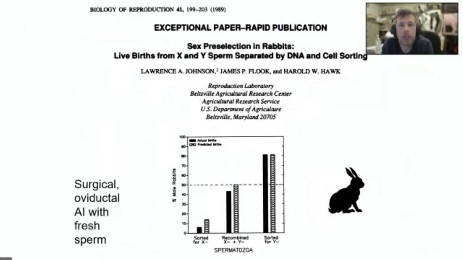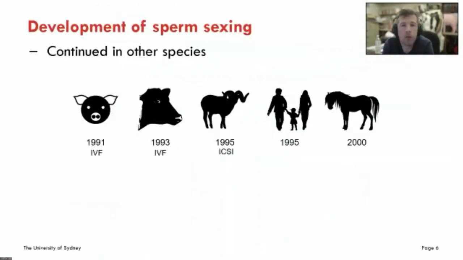So it took a while to go from those initial discoveries through to some live births. The first live births following AI were in rabbits. In 1989, this work was published in Biology of Reproduction. And from there, it was very rapidly pushed out into other species. So it went from rabbits to pigs, and then to cattle, sheep, humans, horses, and then onwards from there.